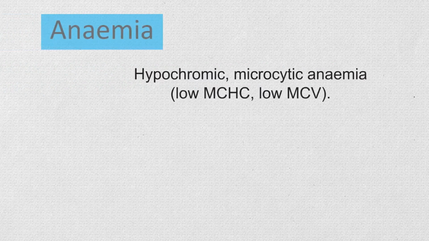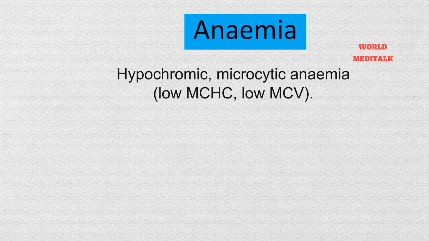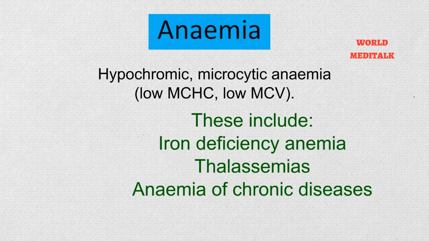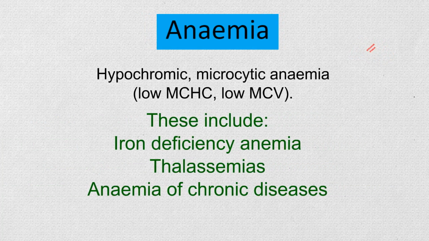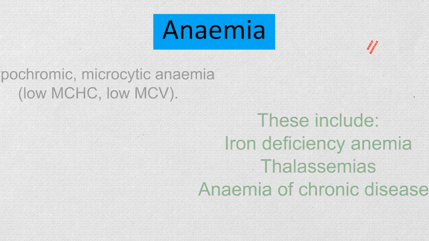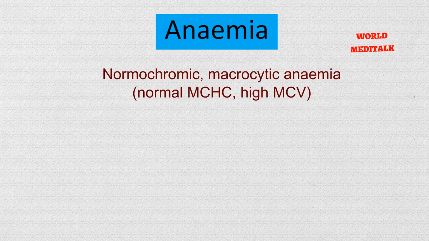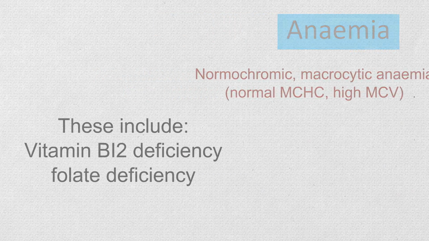Hypochromic microcytic anemia, low mean corpuscular hemoglobin concentration, low mean corpuscular volume. This includes iron deficiency anemia, thalassemia, and anemia of chronic diseases. Normochromic macrocytic anemia, normal mean corpuscular hemoglobin concentration, high mean corpuscular volume. This includes vitamin B12 deficiency and folate deficiency.